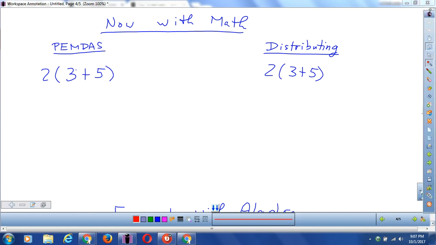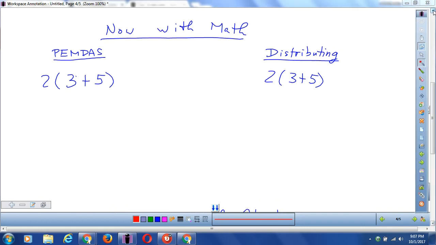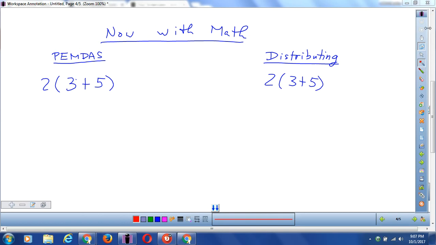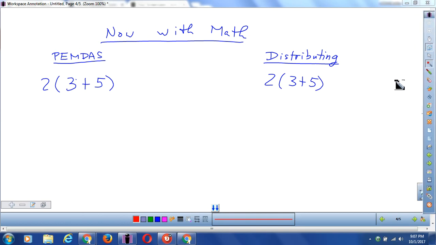Well, I said distributing is a special type of multiplying, and that this type of multiplying is very useful for us in algebra. But first I want to talk to you about PEMDAS. Everyone remembers PEMDAS. It's our old friend. Parentheses, exponents, multiplication, division, adding, and subtracting, PEMDAS. And here I have a very simple idea. This 2 times the quantity of 3 plus 5. And we're going to do it by PEMDAS.